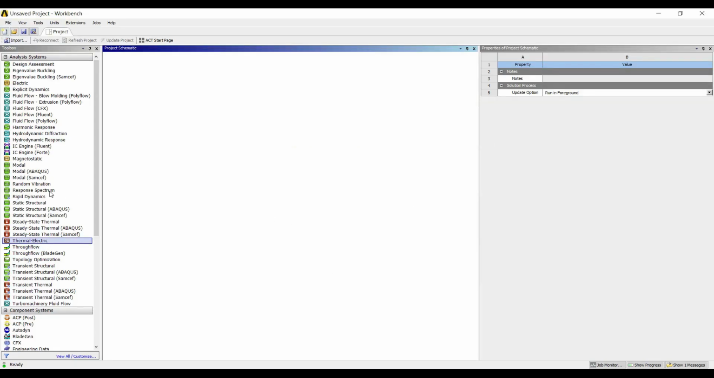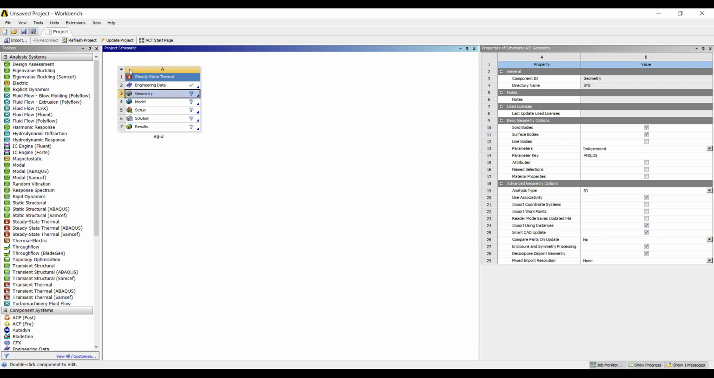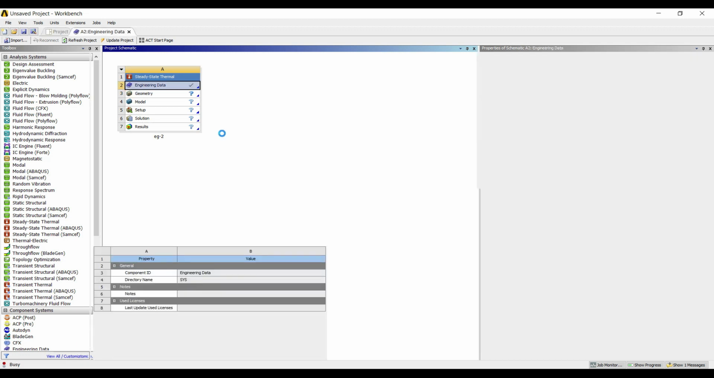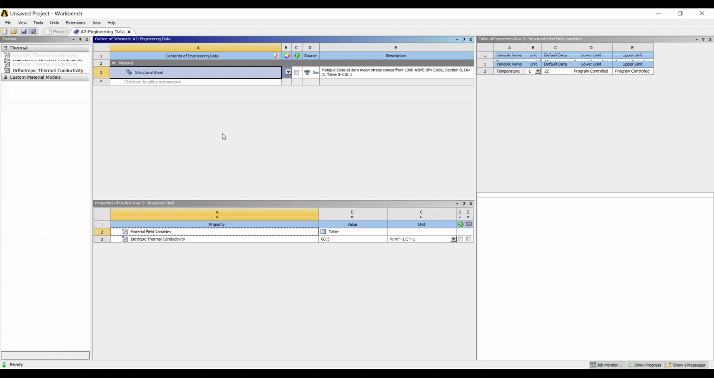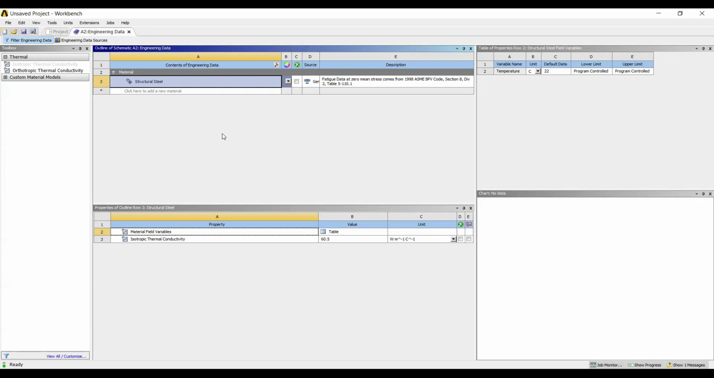I'll first go to steady state thermal. I will label the question as example 2. If you have not seen example 1, it will be difficult for you to understand this problem. So I'll mark the video in my description. Please check it and go through the video before solving question 2.